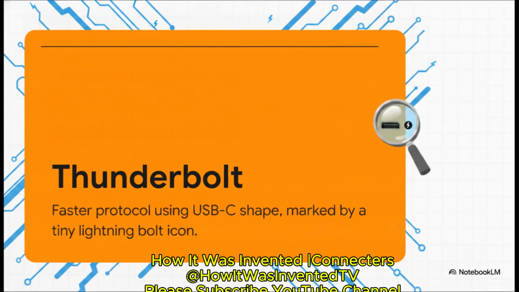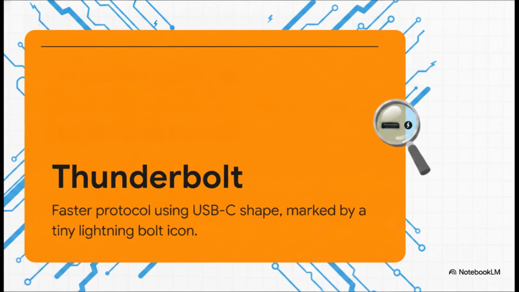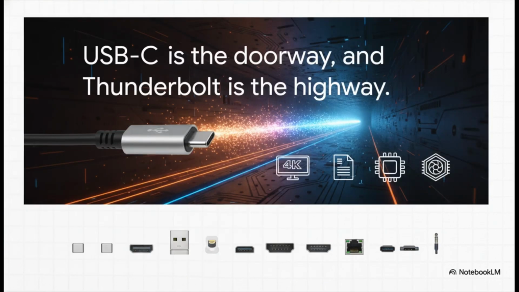So how do you tell the difference? Well, if you look closely and spot a tiny lightning bolt icon next to that oval port, you're no longer looking at standard USB-C. You are looking at Thunderbolt. It uses the exact same physical connector, but man, it represents a massive leap in capability. I like to think of it this way. USB-C is just the physical doorway, but Thunderbolt is the super-fast highway running right through it.